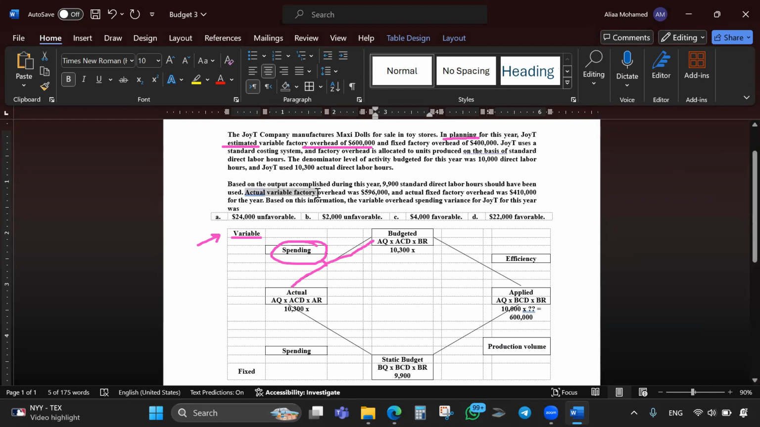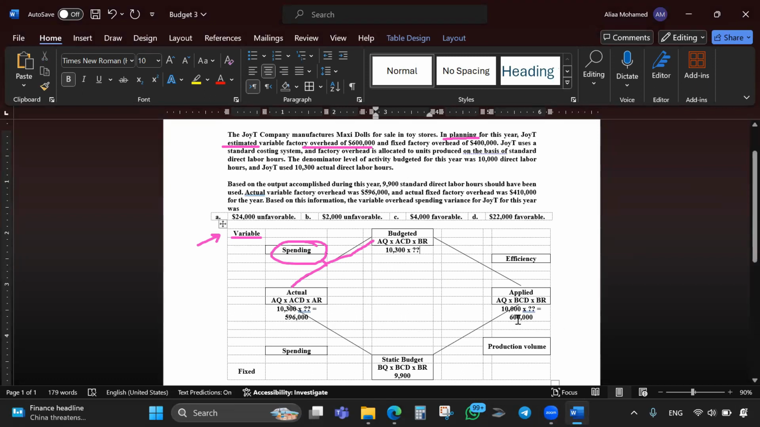Also, actual variable factory overhead is 596,000, which is the result of this equation. 596,000. So I can calculate the actual rate, if he asked me for. And the actual fixed overhead, I can ignore. It's useless. So I reached the question. Based on this information, the variable overhead spending variance.